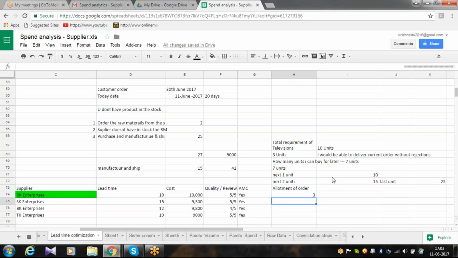So next 1 unit in 10 days. Let me put this as 12 days. So who will get this order? BK Enterprises, because the lead time from BK Enterprises is 12 days. Next 2 units 15 days. Who will get the order? SK Enterprises. So the lead time from SK Enterprises is 15 days. And the last 1 unit is required in 25 days. So who will get it? TK Enterprises.